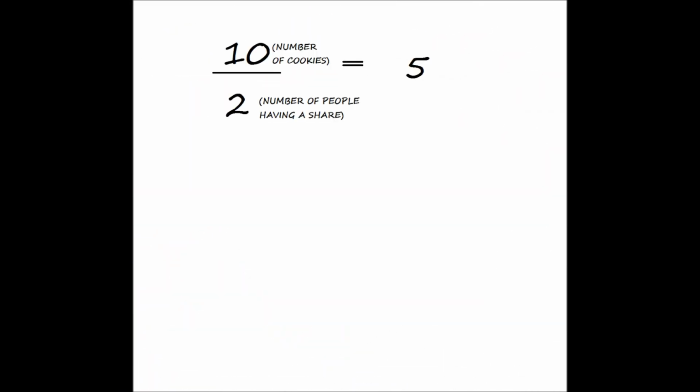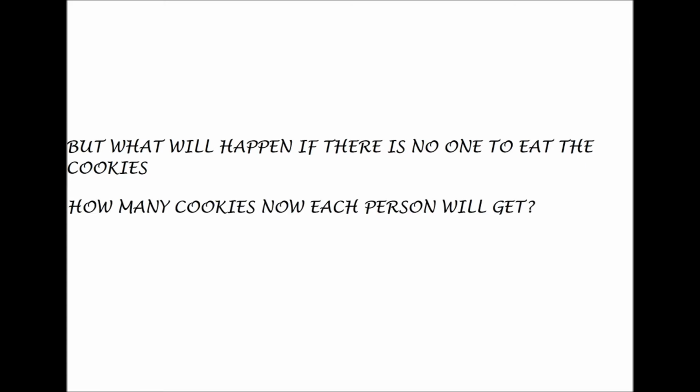What happens when we divide a number n by 0? This sounds a bit confusing. It is indeed confusing because it is not like dividing 10 chocolate chip cookies equally between you and your friend. But what happens when there is no one to eat the cookies? How many cookies will each person get now?